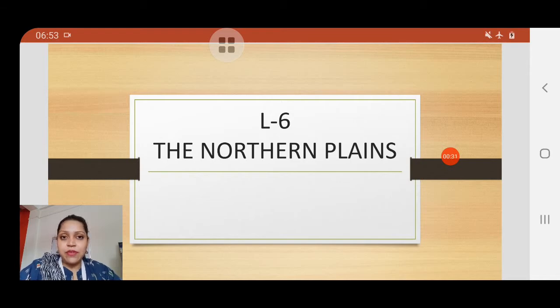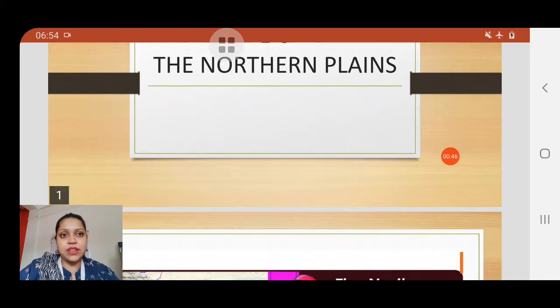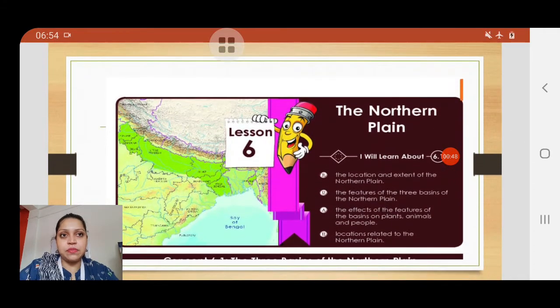Everyone take out a textbook and turn to lesson number 6, the Northern Plains. We shall start the lesson. I hope you all are ready with the textbook and you all have taken out lesson number 6. So children, let's proceed with the lesson, the Northern Plains. We studied in our last class about the Northern Mountains, the mountains which are present on the northern side of India. And now we have the Northern Plains.